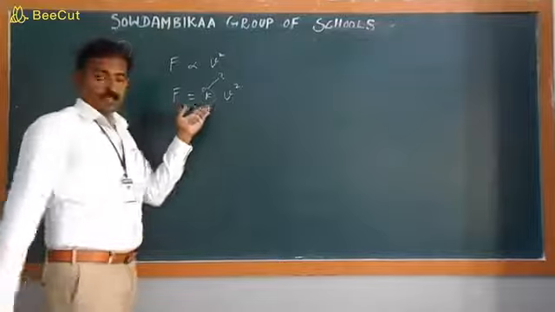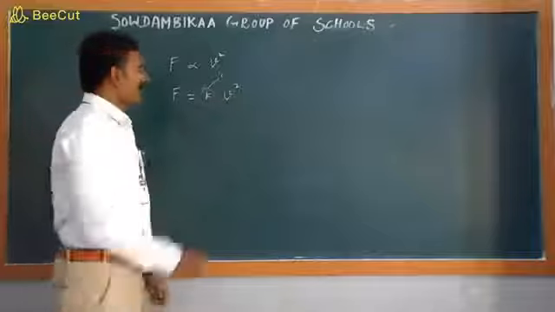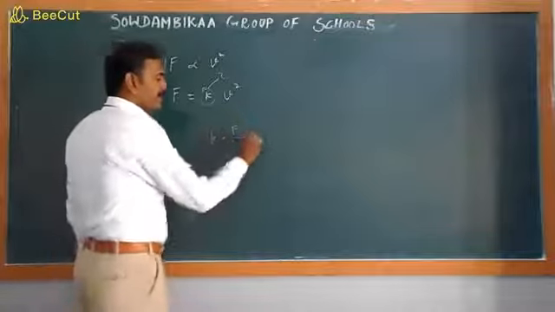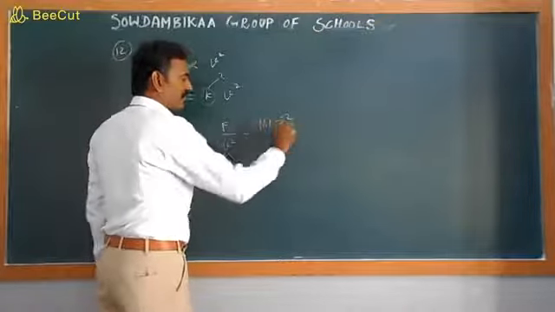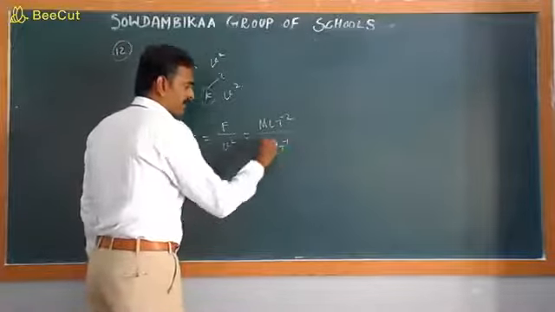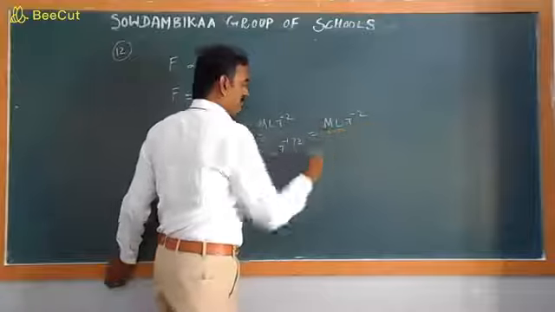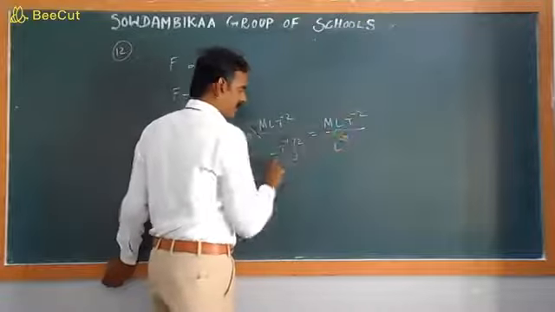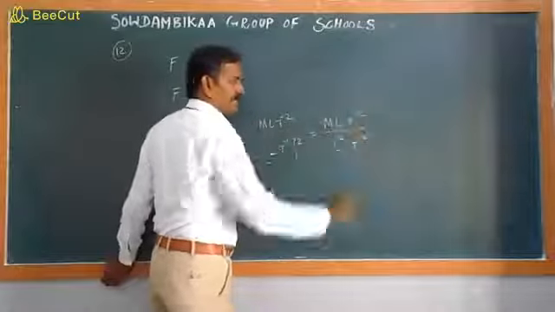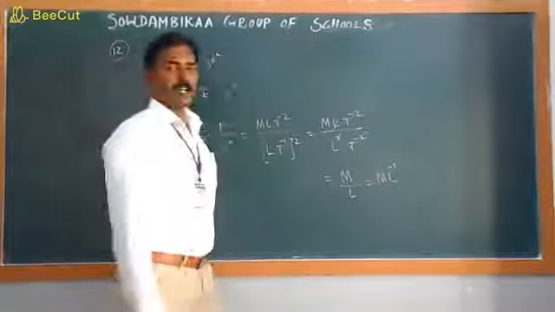You have to find that dimension for the proportionality constant. To find it, you should substitute the dimensions for both the force and the velocity. So K is equal to F by V square. The dimension for the force is M L T power minus 2, divided by the dimension formula for velocity, L T inverse, squared. So that is M L T power minus 2 divided by L square T power minus 2. T power minus 2 gets cancelled, then L gets cancelled, leaving L inverse.